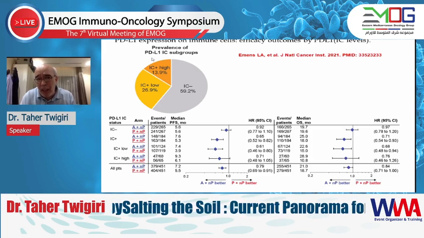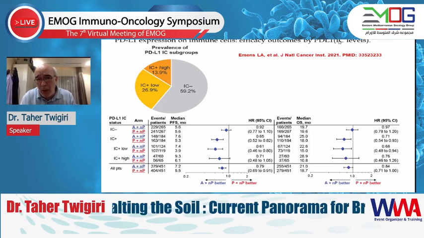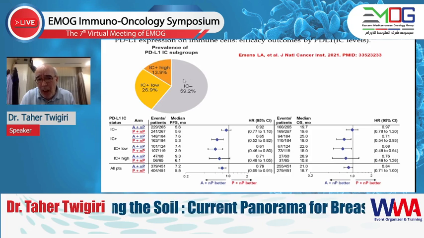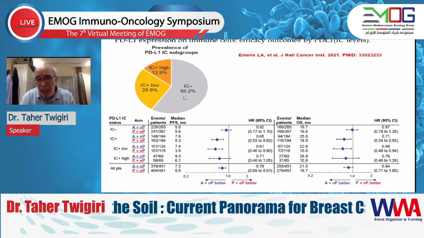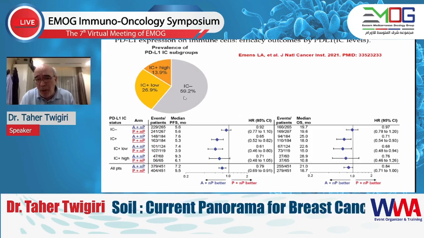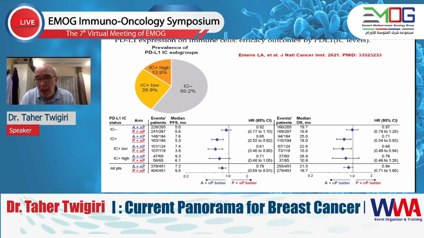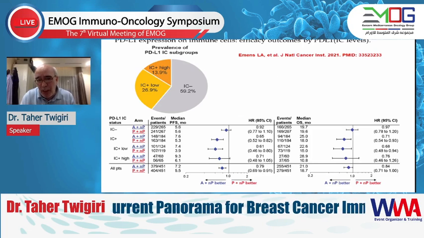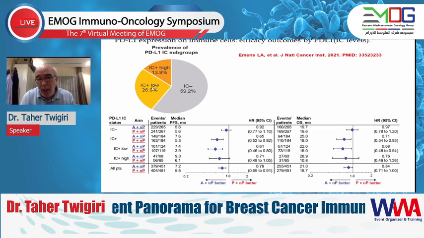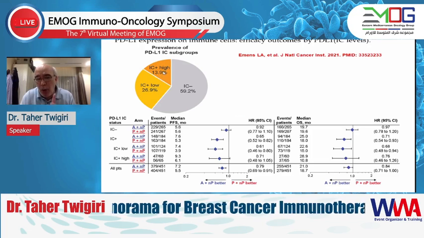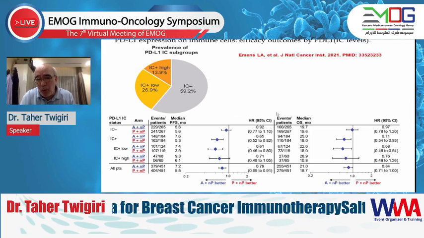The PD-L1 expression, as you can see here, this is the trial. The majority, as you can see, 60%, don't benefit because the PD-L1 is negative. For sure, it is out. We have the low one, which is less than 10%, and the high one is only 13.9% in this clinical trial, about 14.